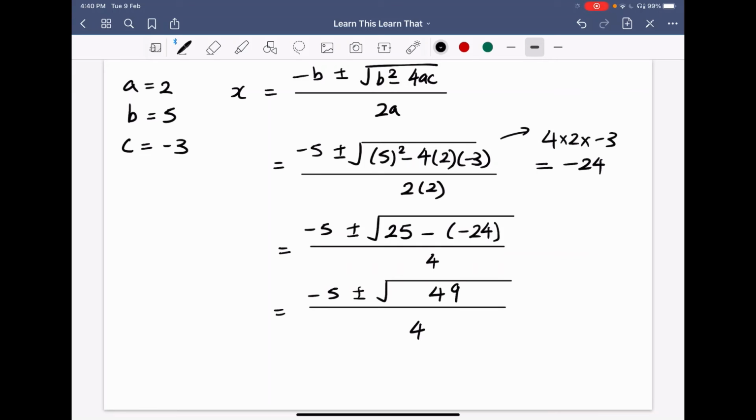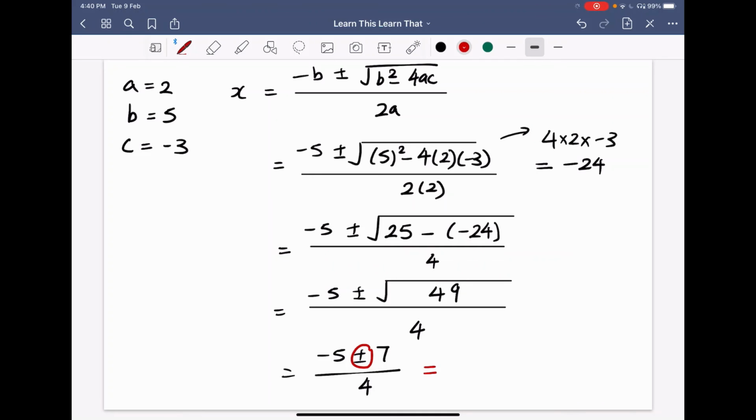Let's go even further. Root 49 is equal to 7. Negative 5, plus or minus 7, over 4. At this point, you're probably wondering, what does the plus or minus sign mean? What this means is, for this equation, we have two solutions. For the first solution, we will use the positive sign. And for the second solution, we can use the negative sign.